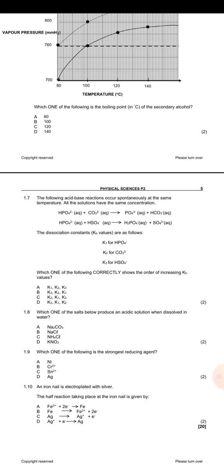Then 1.10, an iron nail is electroplated with silver. The half reaction that takes place at the iron nail is given by. We are electroplating this iron nail with silver. So simply put, we need silver there, right? We need to form silver that is going to attach to that iron nail. So the iron nail needs to change to a silver color. We're electroplating, basically putting a layer of silver around it. So that one is easy. Definitely the answer needs to be D.